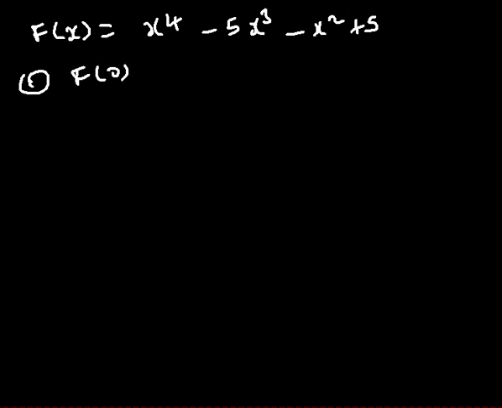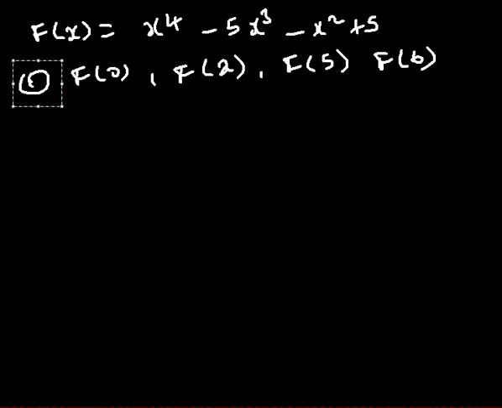Now let's say we have this question. Let's say we have the function given as f of x, let's say it is equal to x to the power 4 minus 5x to the power 3, and the same minus x square plus 5. So evaluate the following: f of 0, f of 2, f of 5, f of 6. So try to have those, if that is the case.